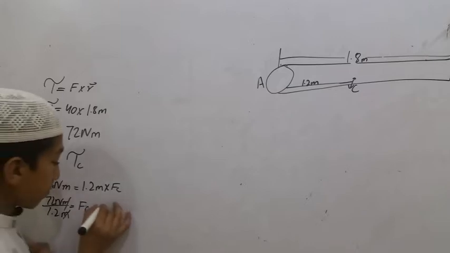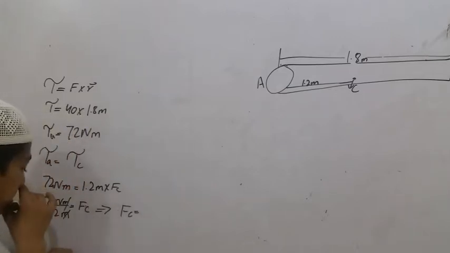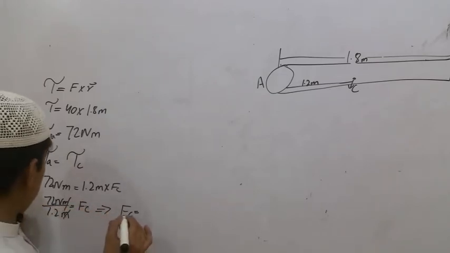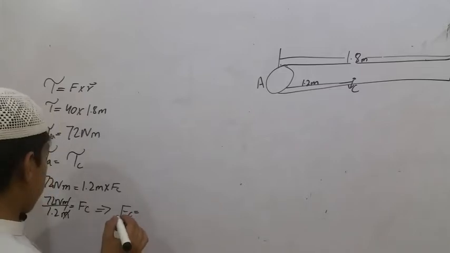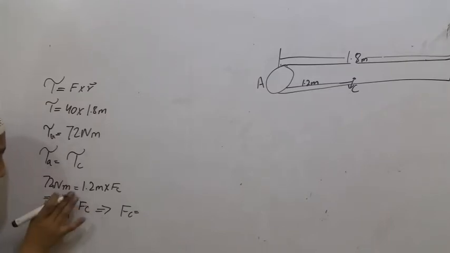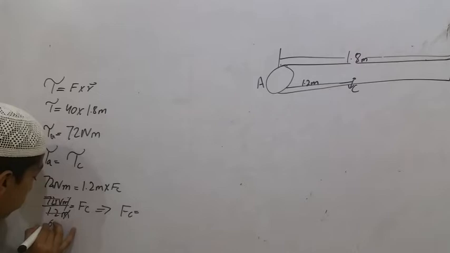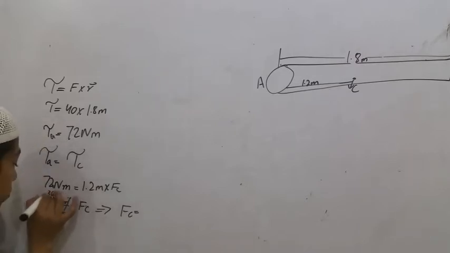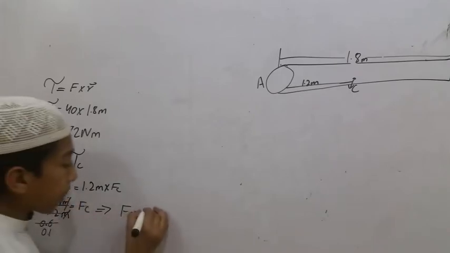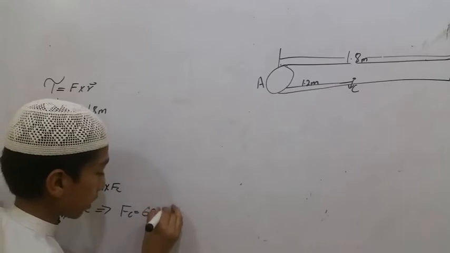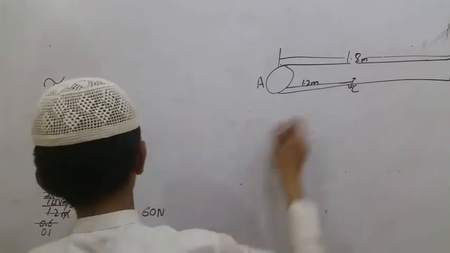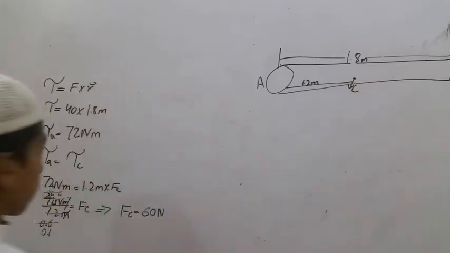So here FC is equal to 60 Newton. The minimum force applied at point C is 60 Newton in order to stop the door from turning.